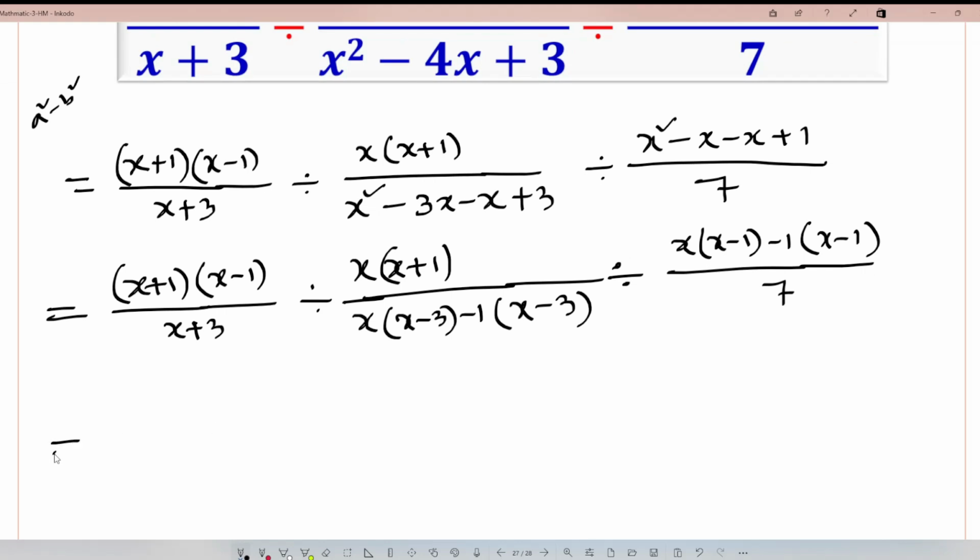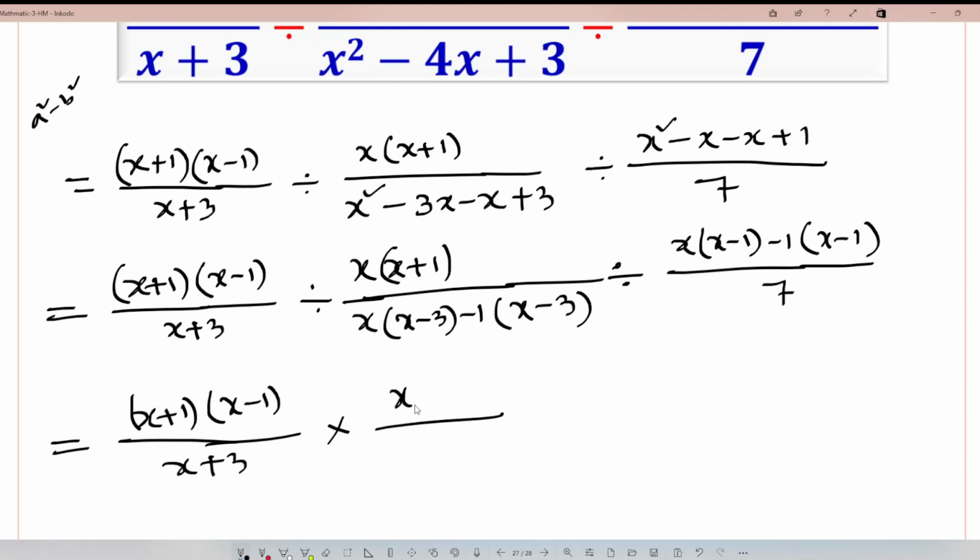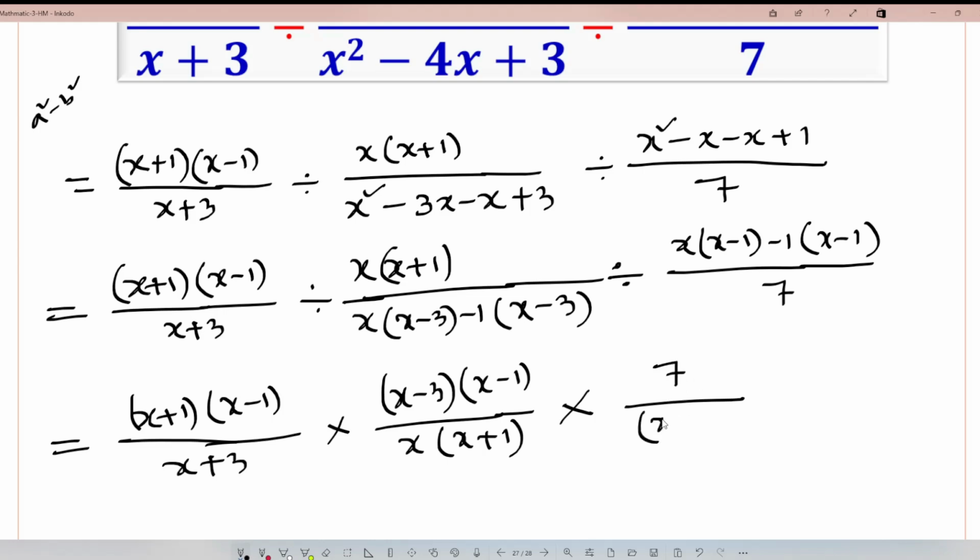Okay, so here is (x + 1)(x − 1), divided by (x + 3). Here is a division sign, so we use the product sign, so here is (x − 3)(x − 1), and denominator x(x + 1). Again here is also a product sign, so 7 will become the numerator, and denominator (x − 1)(x − 1).